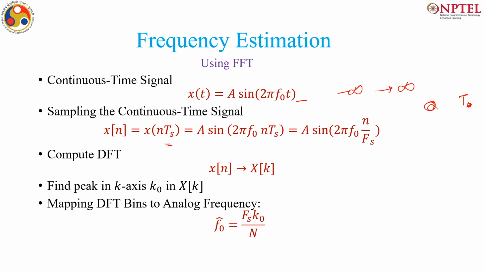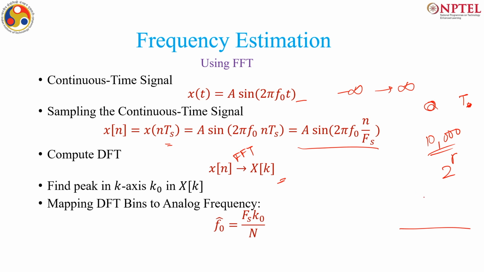So, this makes our discrete time equivalent sequence A sin 2 pi f naught n by Fs. And now we will compute the DFT, or in other words the FFT, because typically this sequence length will be large. If the sequence length is say 10,000, we have to compute a 10,000 point FFT, which is easier with FFT than DFT. Another important thing is that you can always zero pad this length to make it 2 power some value. So, we get the FFT.